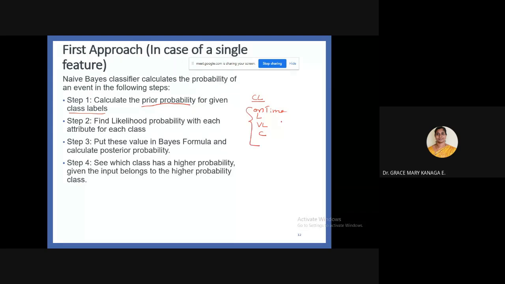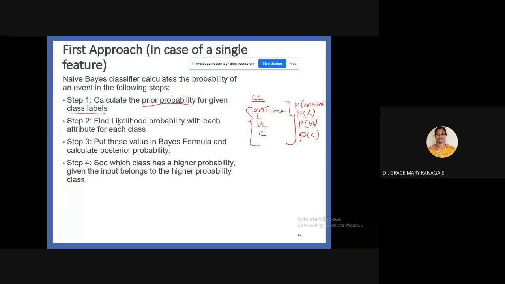First you have to calculate the prior probability of the class labels. That means you have to calculate the probability of on time, then the probability of late, the probability of very late, and the probability of cancelled.